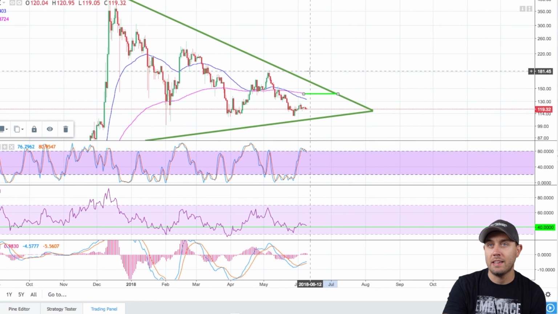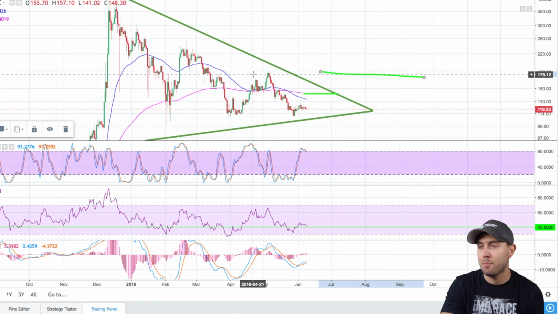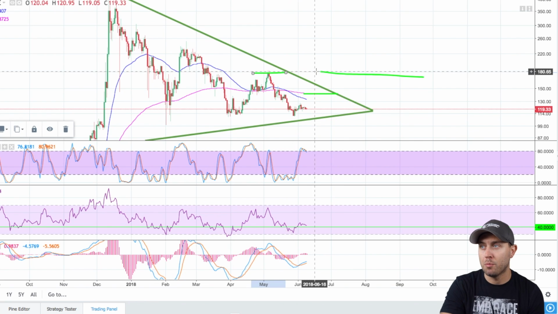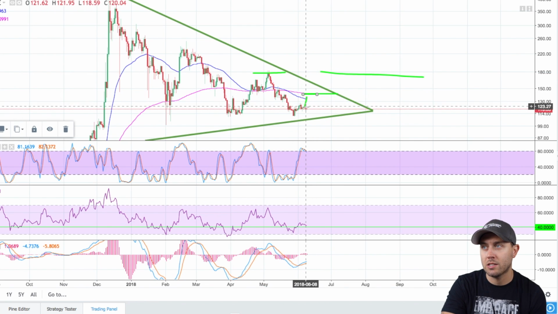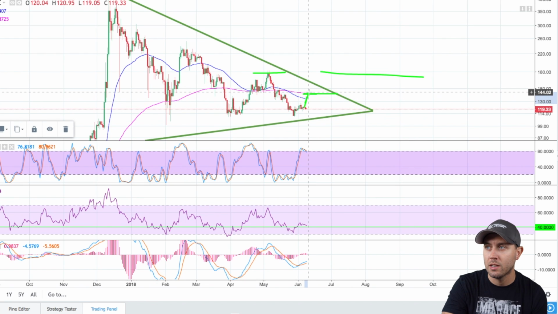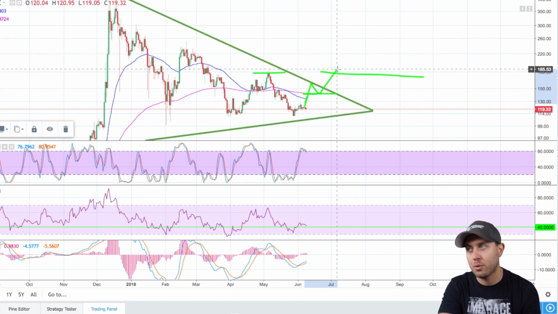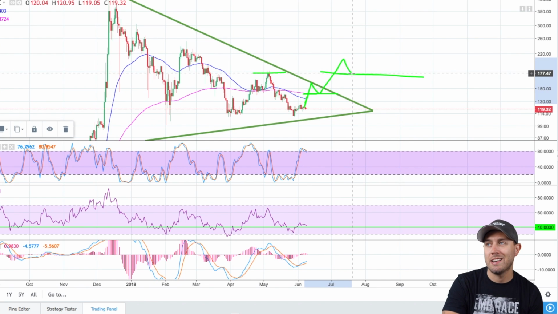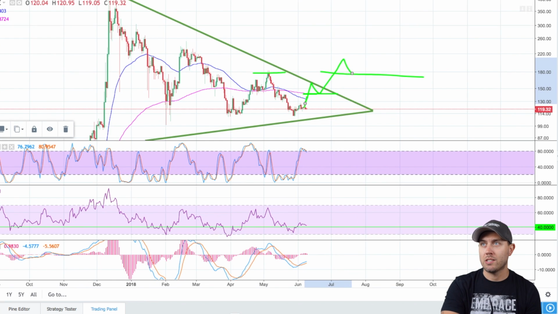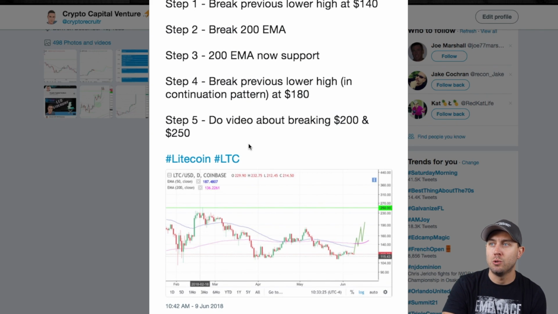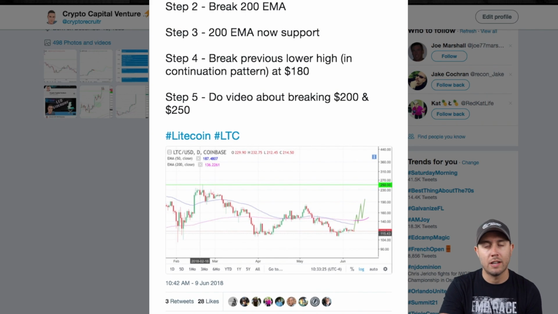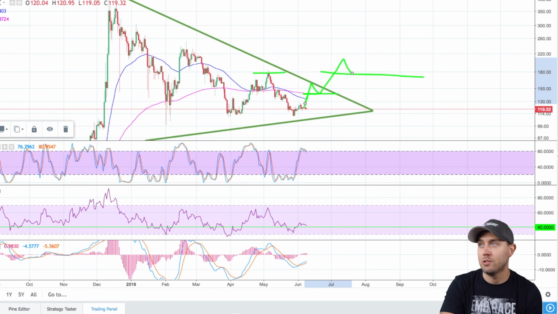So here's 180, and 180 is outside of the pattern. So it's obviously that previous lower high. We want to break it. So first step, break the 200 EMA right there, simultaneously breaking 140, maybe bounce around a little bit, break out of the triangle, talk about breaking 180, see 180 as support. And then obviously I tweeted the next step would be to do a video about breaking $200. And then, hey, even 250.